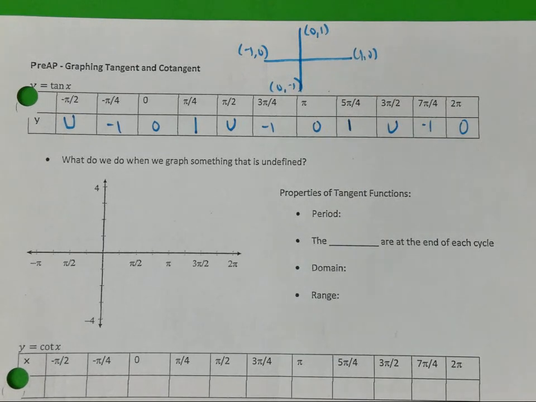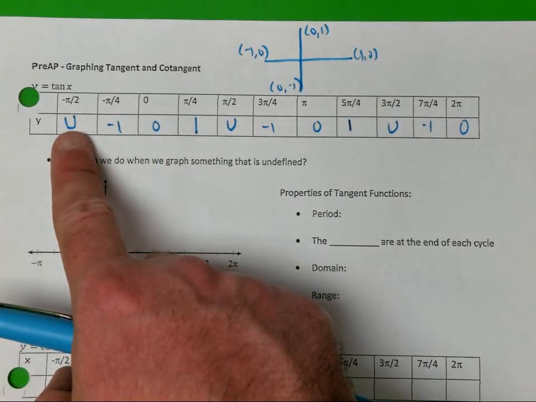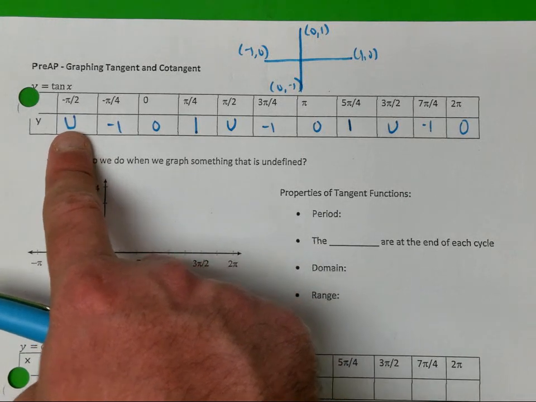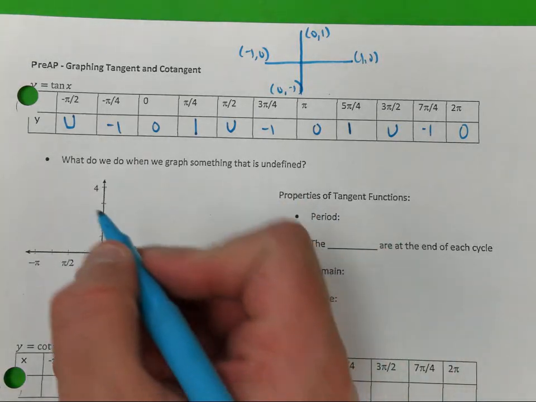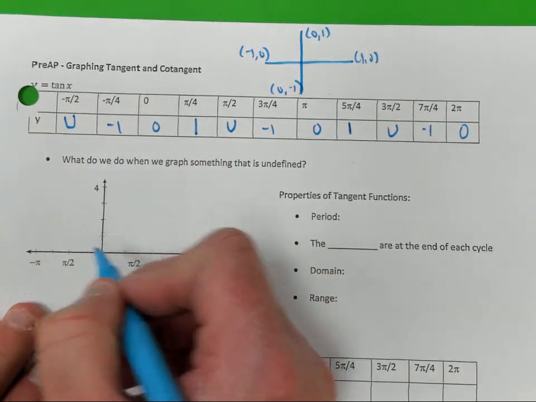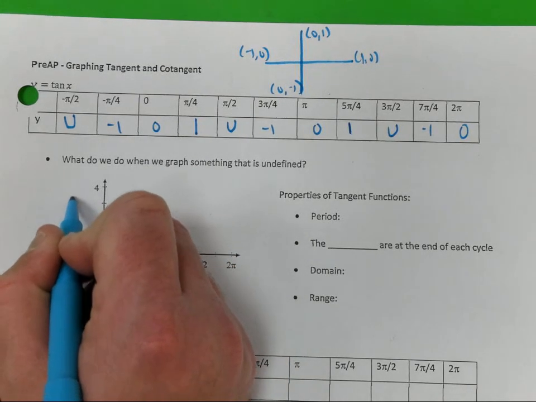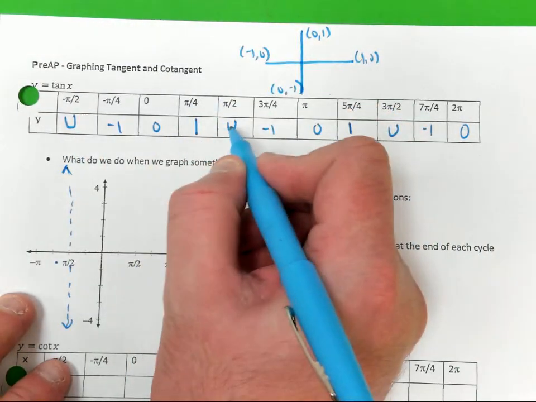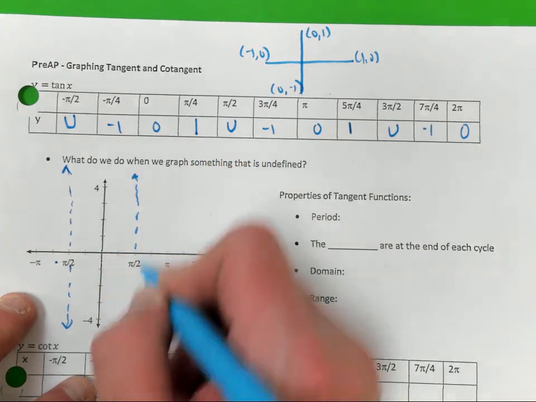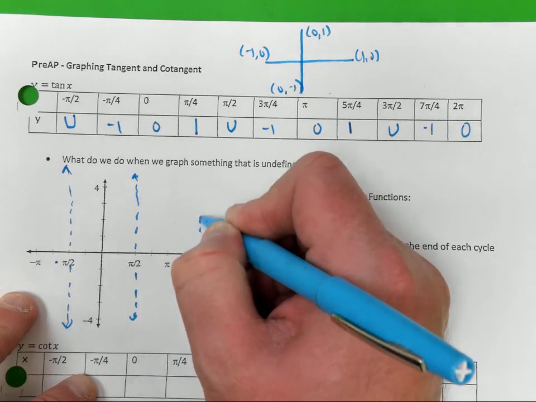Okay, so now we're going to graph this. Now, the question is, what do we do when we graph something that's undefined? Well, it means it's either got an asymptote or a hole there. In this case, it's an asymptote. This does not exist at that point. So we're at negative pi over 2 right here. We're going to draw an asymptote. So yes, tangent and cotangent involve asymptotes at pi over 2, at 3 pi over 2.